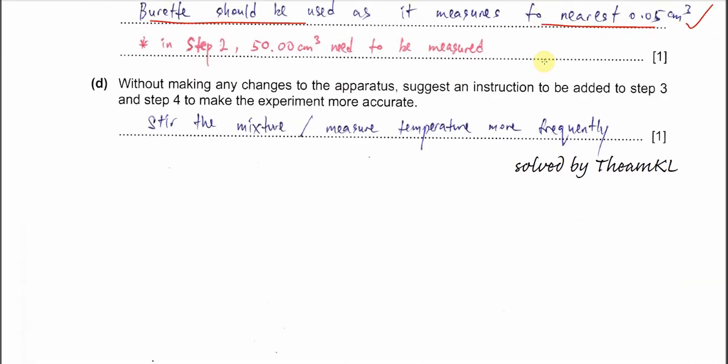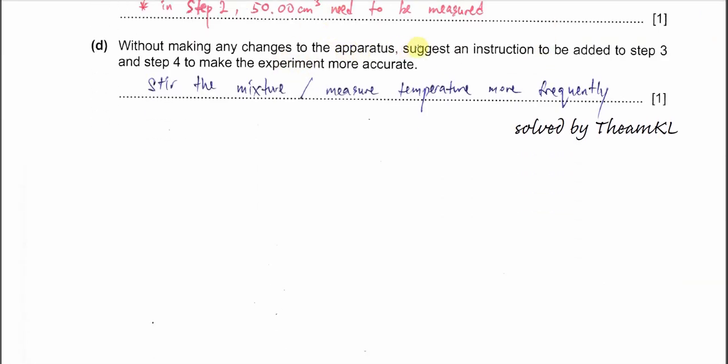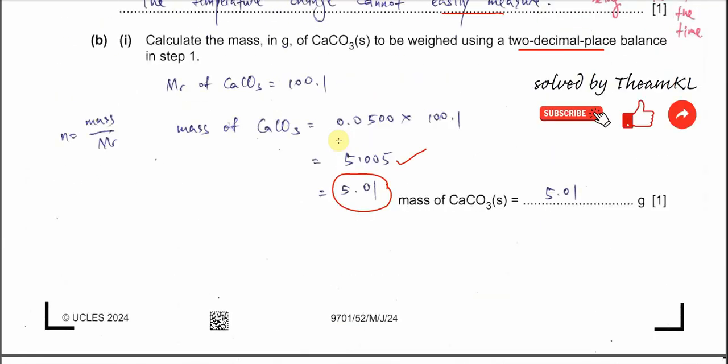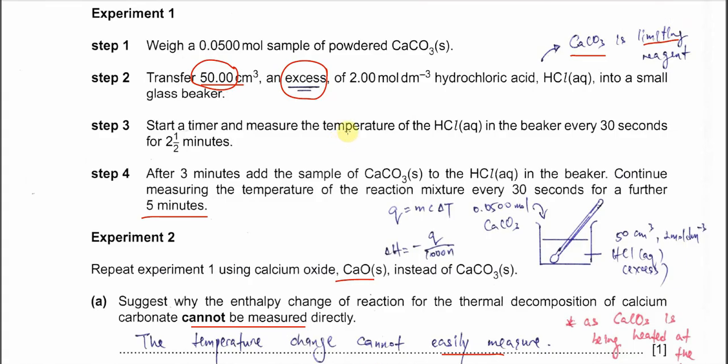Part D. Without making any changes to the apparatus, suggest an instruction to be added to step 3 and step 4 to make the experiment more accurate. In step 3 and step 4, there is a missing instruction. This one is before the solid is added, and this is after the solid is added. So there should be stirring. Before the solid is introduced, there should be constant stirring, and the temperatures measured might be more accurate.